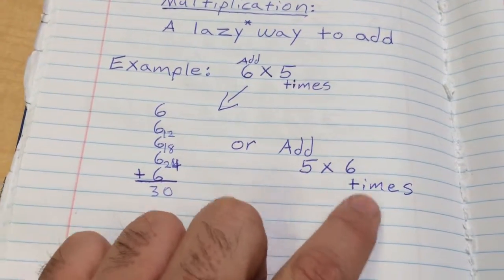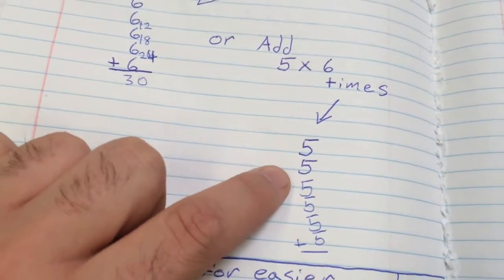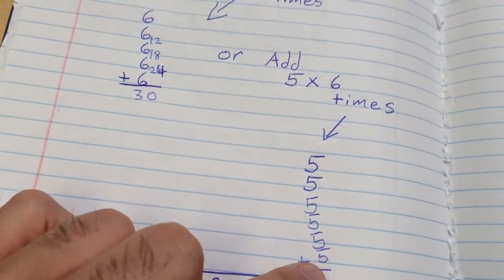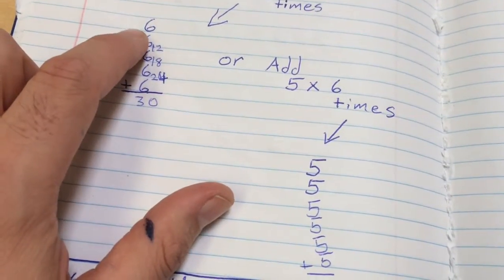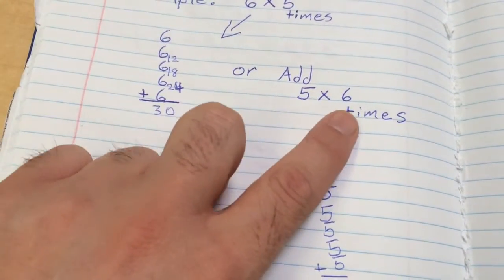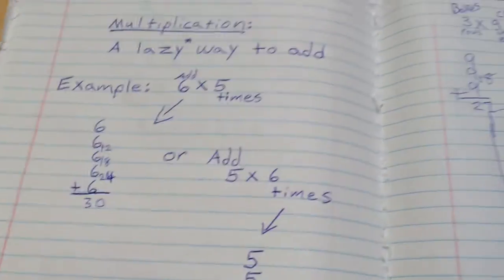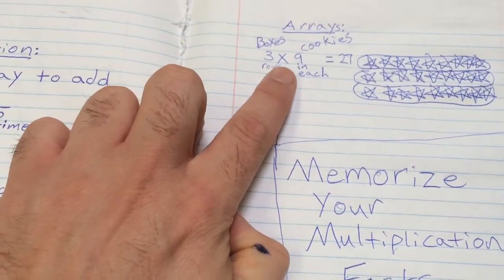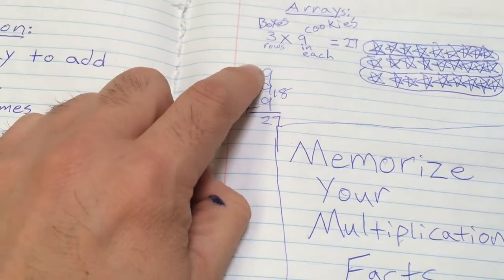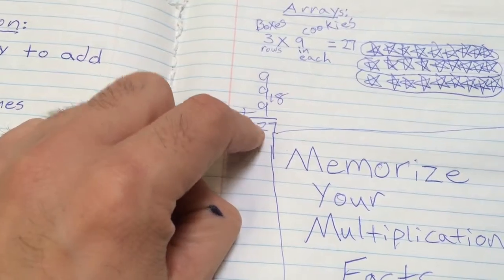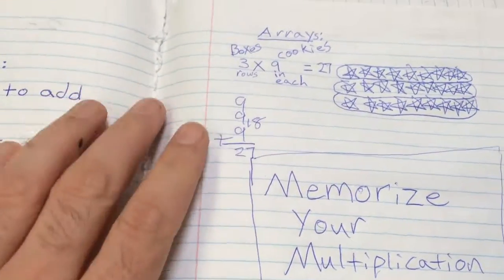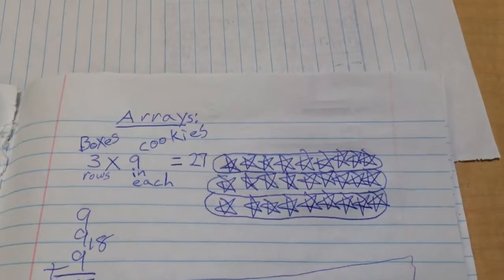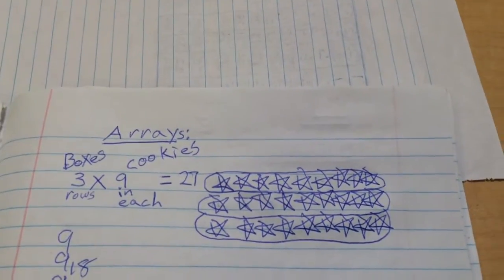Also, remember, it doesn't matter which order you do them in, so you could just do add 5 6 times, but that would probably be an extra number that you'd have to add. So I always choose the larger number to be the one added by the smaller number. So as over here, when we're doing 3 times 9, we could just add 9 3 times instead of 3 9 times.